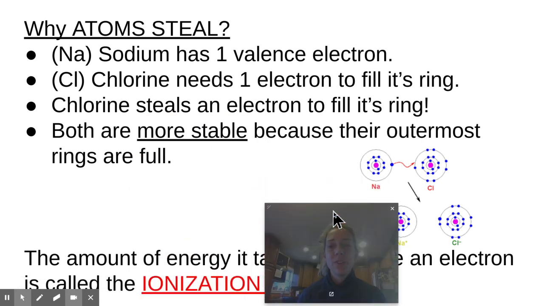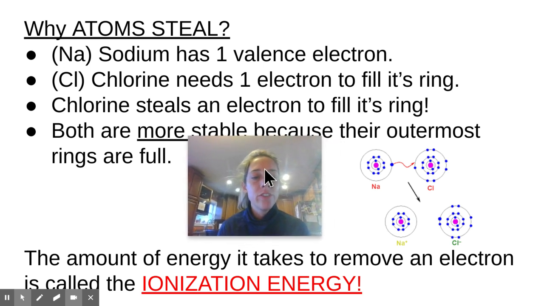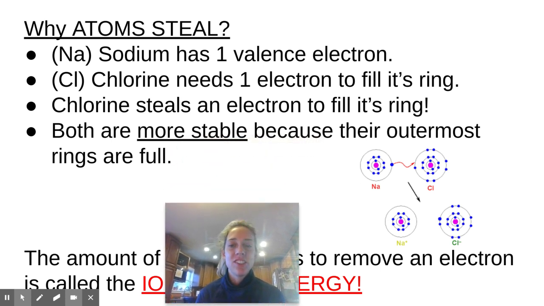So now, what's down here is kind of important, but I can't see it. The amount of energy it takes to remove an electron is called the ionization energy. So that was the focus of our notes today, is ionization energy. So how much energy it takes to steal this electron to move it over here is called ionization energy.